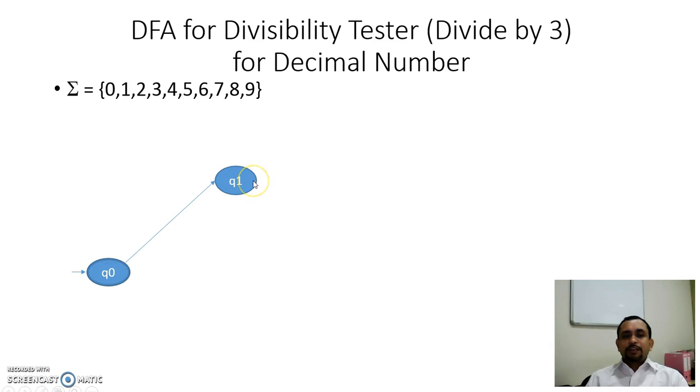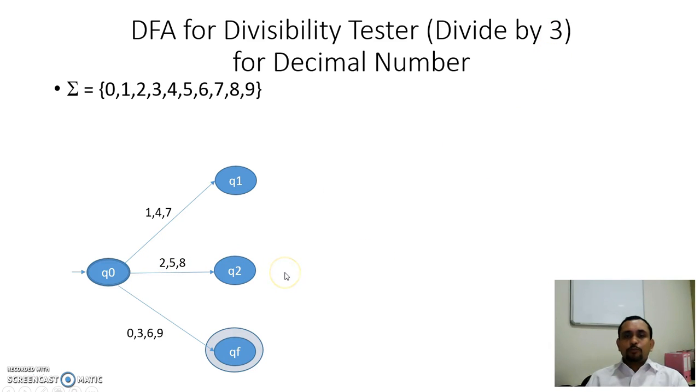Consider Q1 as a state when the given input is divisible by 3 with remainder 1. Such cases are 1, 4 and 7. Let's represent another state, the scenario when the remainder is 2. Such cases are 2, 5, 8, where if we divide the number by 3, the remainder is 2.